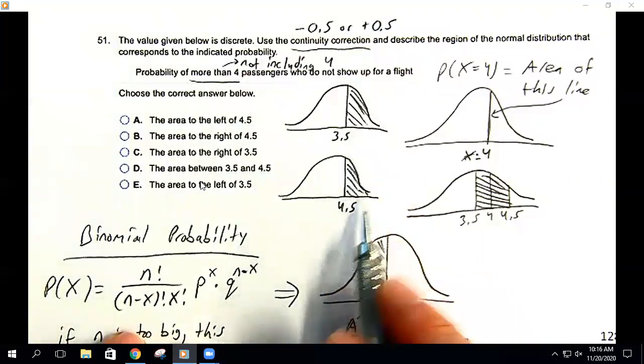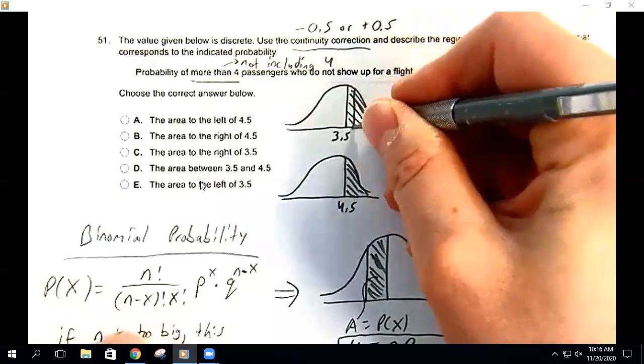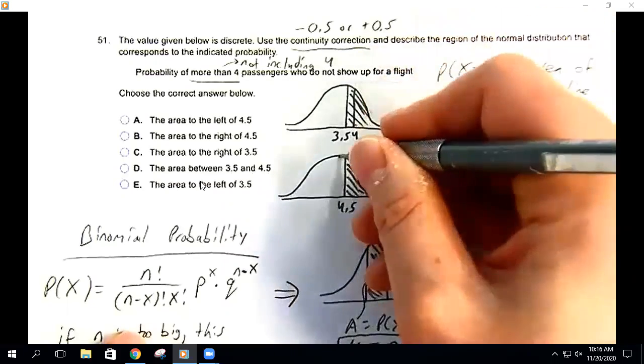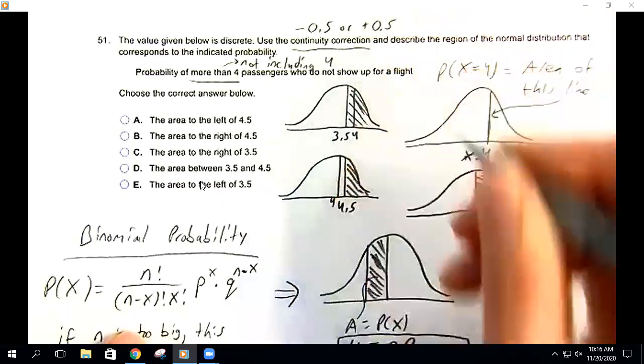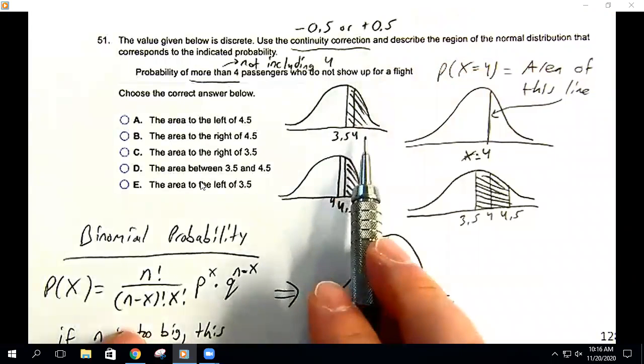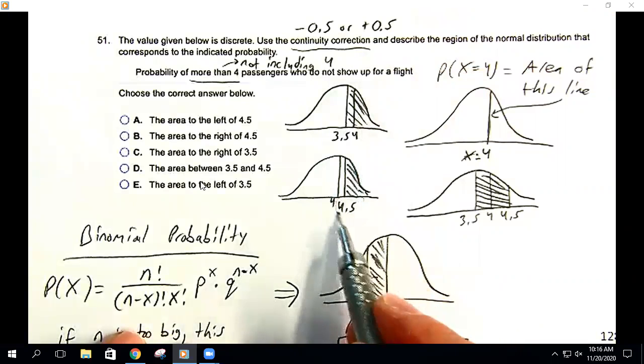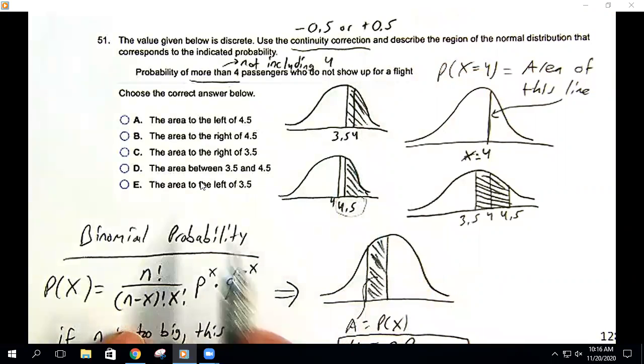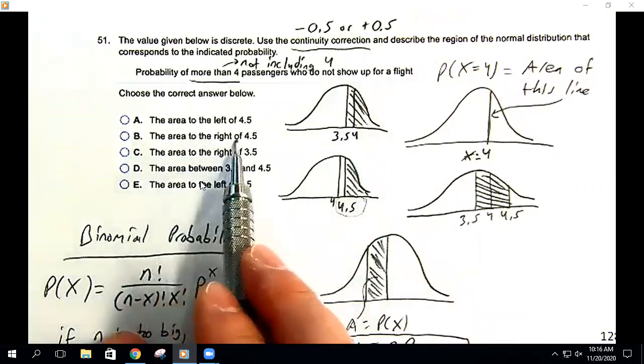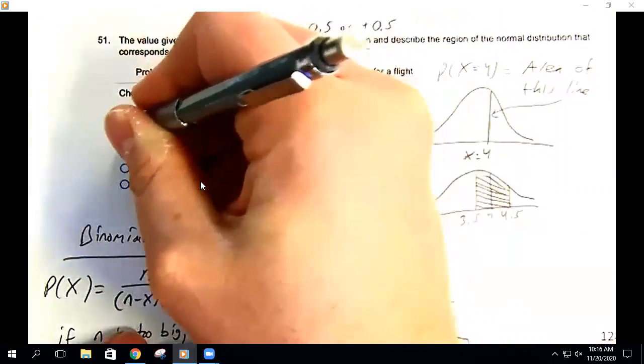So if we look at our two drawings, in the first one, if we identified where 4 is, it's to the right of 3.5, and it would be to the left of 4.5. So which drawing does not include 4? It would have to be the bottom one. So we're going to use a continuity corrected number of 4.5, and we want the area to the right of it.